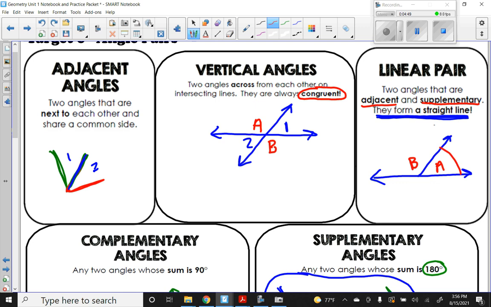What could help you is if you drew a half circle. A lot of you know that a circle measurement is 360 and a half circle is 180. So linear pairs do have to add up to 180, just like the supplementary angles.